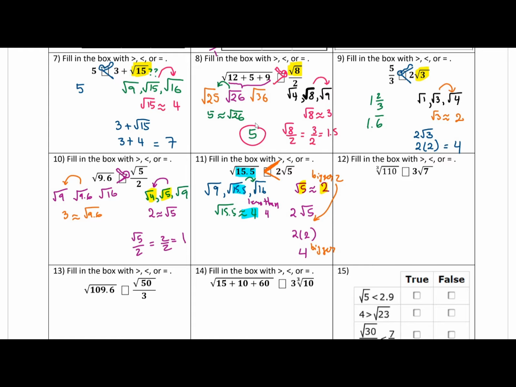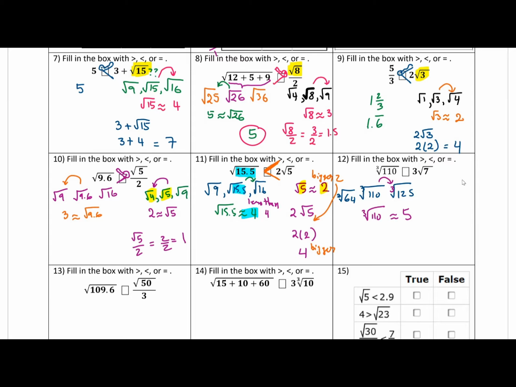Alright, number 12. Cube root of 110. So what two perfect cube numbers does 110 stay in between? One is 125, and the other one, 125 should be on this side, so the other one will be 64. So 110 is closer to 125 than 64, so we round up. The cube root of 110 is roughly around 5.